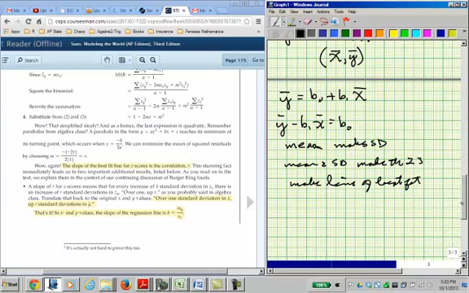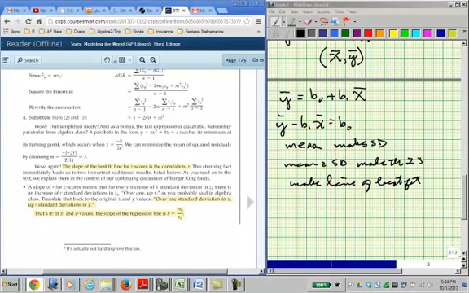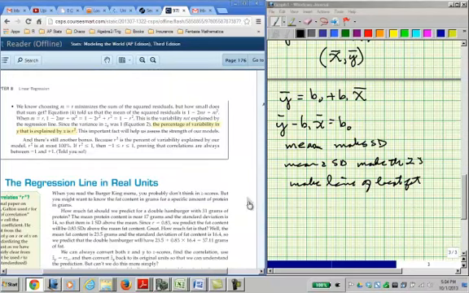That it's okay to use the mean. If it isn't, and in this case it's got to be straight, because so much is derived from the mean. Let's go to the next page. Okay, so this is the regression line in real units. I think we've pretty much got there.